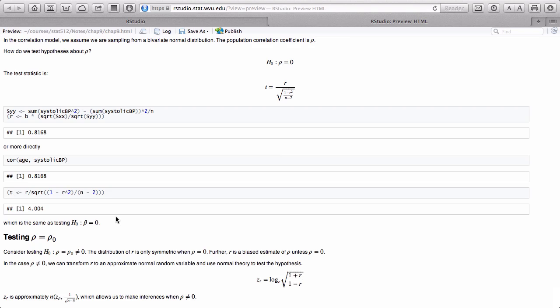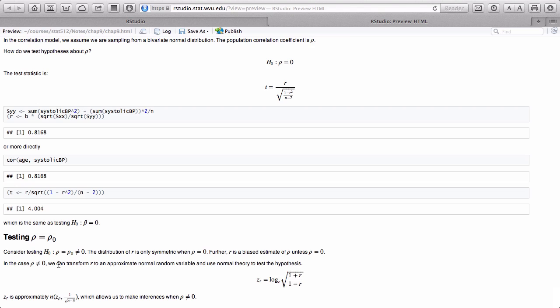However, if I wanted to test the correlation of some other value other than 0, some rho naught, then it's a different story. If I want to test that rho equals rho naught, then what I do is transform R to a z-scale. This is an approximate normality: z sub r is log base e of the square root of (1 plus r) over (1 minus r). And then z sub r is approximately normal with mean z sub rho and standard deviation 1 over the square root of n minus 3.